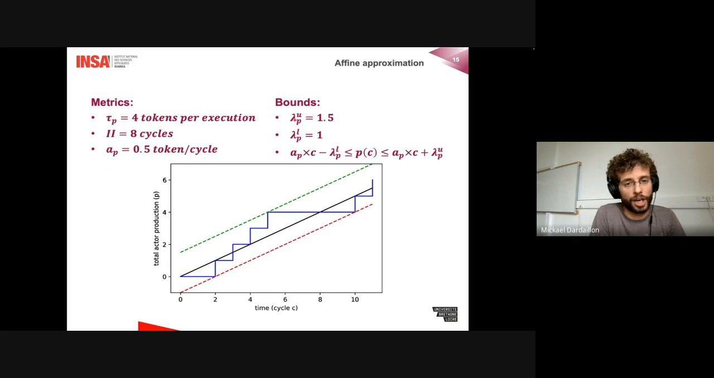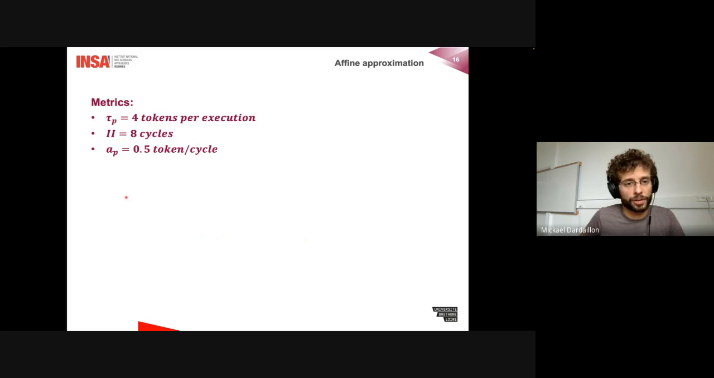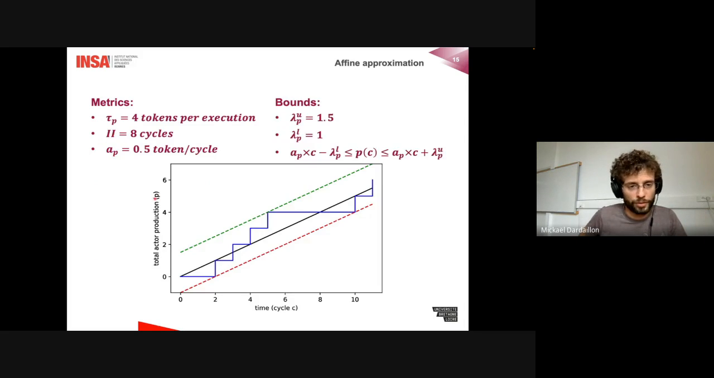So we're going to have a lambda for the upper part and a lambda for the lower part. And then we can bound the production between the number of cycles times the production rate. Those are the two bounds represented in green here and red here, and the production is going to happen within this window. That is information we can get quite easily based on only this information.